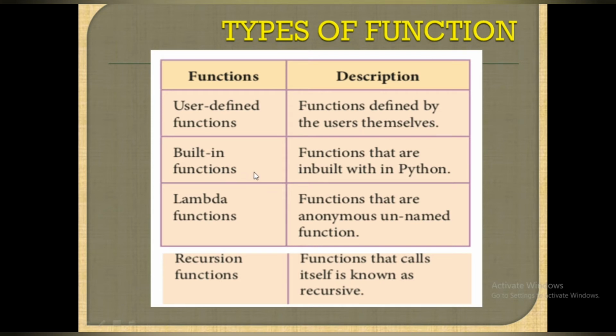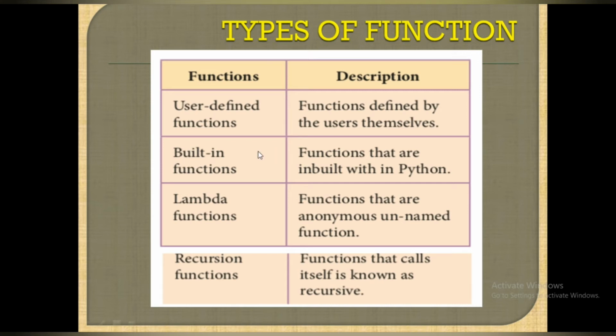Built-in functions are functions that are inbuilt within the Python interpreter. These functions are already defined with the Python programming language. We just invoke that function and use it. For example, the input function, print function, and int function are built-in functions. We just invoke them and use them in our source code. What is meant by source code? Source code means the high level programming language code.